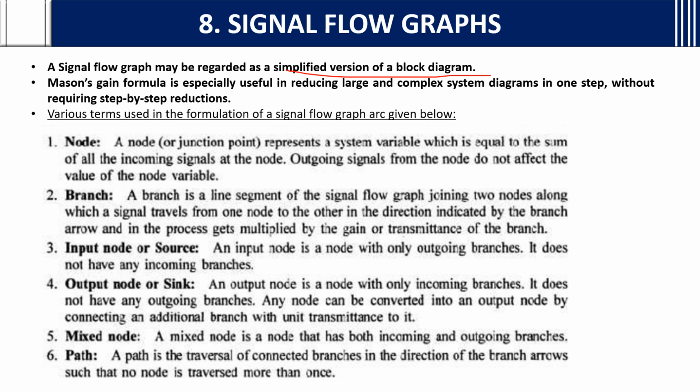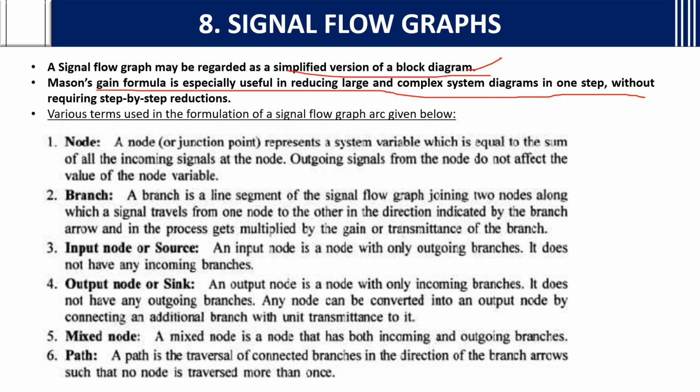So the simplified version of the block diagram is nothing but the signal flow graph. We can simplify the block diagram into a signal flow graph and find the transfer function. Mason's gain formula is especially useful in reducing large and complex system diagrams in one step without requiring step-by-step reductions. Whereas in block diagram reduction, we need step-by-step reduction. But here Mason's gain formula is used for the signal flow graph so that we can reduce large and complex system diagrams in one step without requiring step-by-step reductions.